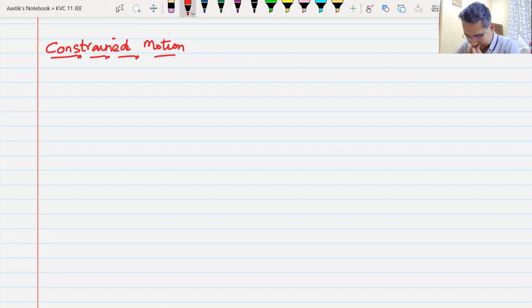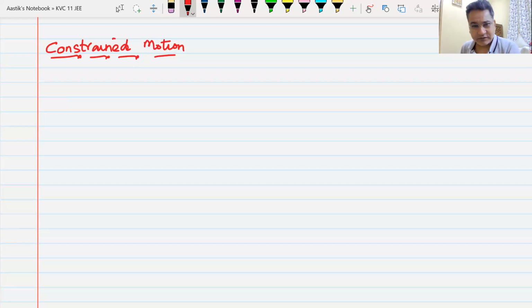Now, as you can see, bodies are not free. We have seen the motion of different bodies. Sometimes the body was kept on an inclined plane. Sometimes the body was kept on a horizontal floor. Sometimes the body was hanging. In all those cases, we saw that the body just cannot move anywhere freely. A body kept on an inclined plane just cannot fly off like this. It is restricted to move on that inclined plane. That is known as constrained motion or restricted motion.